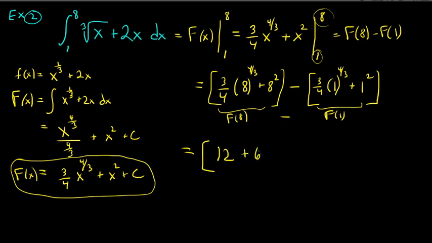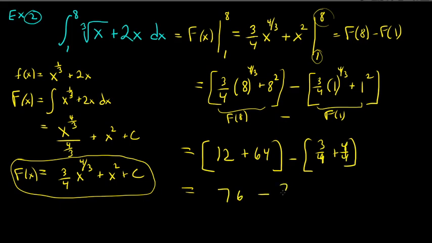Plus 8 squared, of course, is 64. And then minus 3/4 times 1 plus 1. Oop, that's a 4, sorry. Plus 1. So 12 plus 64, 76. Minus 3/4 plus 1. Well, remember 1 is 4/4, so that's 7/4. Although maybe I should have left it as 1 and 3/4. Yeah, maybe let's do it that way. Minus 1 and 3/4. Okay, so that's going to be what? 75 minus another 3/4, so 74 and 1/4.